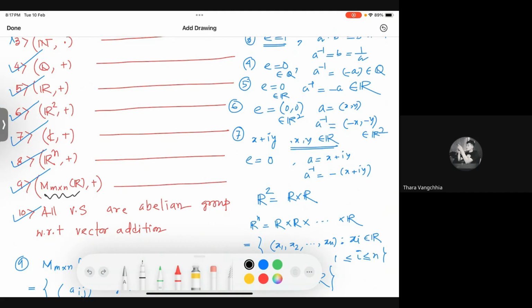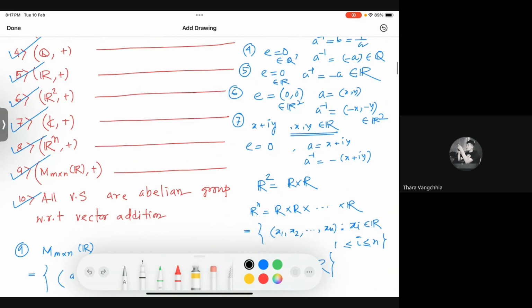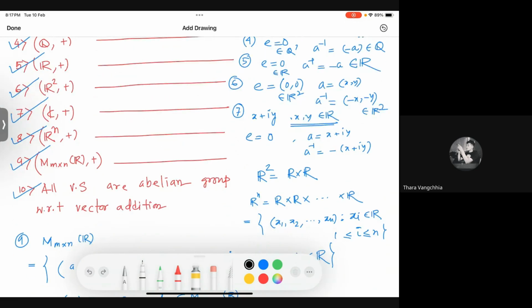So with respect to addition, this is a group. Okay. What is the identity element of this group? What is the identity element? Zero matrix is the identity element, right? If I say A belongs to this set, what is the inverse of A? Minus A, right? Minus A means, if A is a_ij, then minus A means minus of a_ij, right?